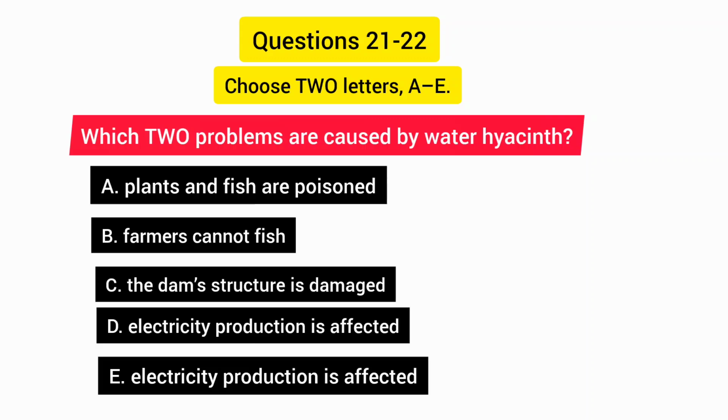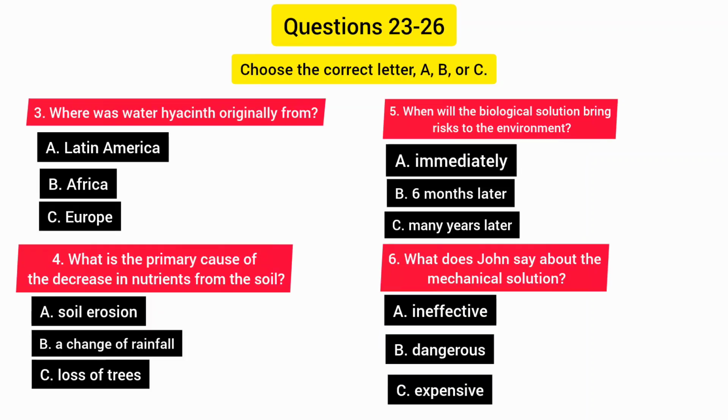Dense mats of water hyacinth also shade the surface and prevent algae growth, thus limiting the production of oxygen and threatening the survival of fish. So, where did water hyacinth originate from? The water hyacinth is native to the Amazon basin in Latin America.